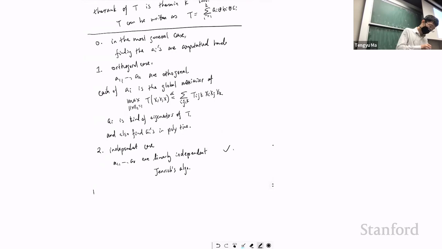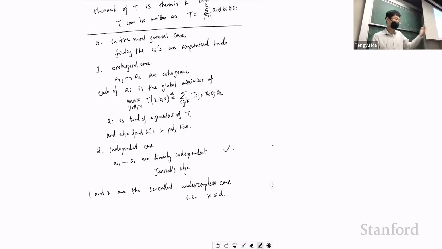But 1 and 2 are both about the so-called under-complete case, which really just means that K, the number of components, is less than D. You can see that number 1 and number 2 can only happen when K is less than D, because if K is bigger than D, there's no way that A1 up to AK are linearly independent. Your number of components is bigger than the dimension, so they cannot be linearly independent.